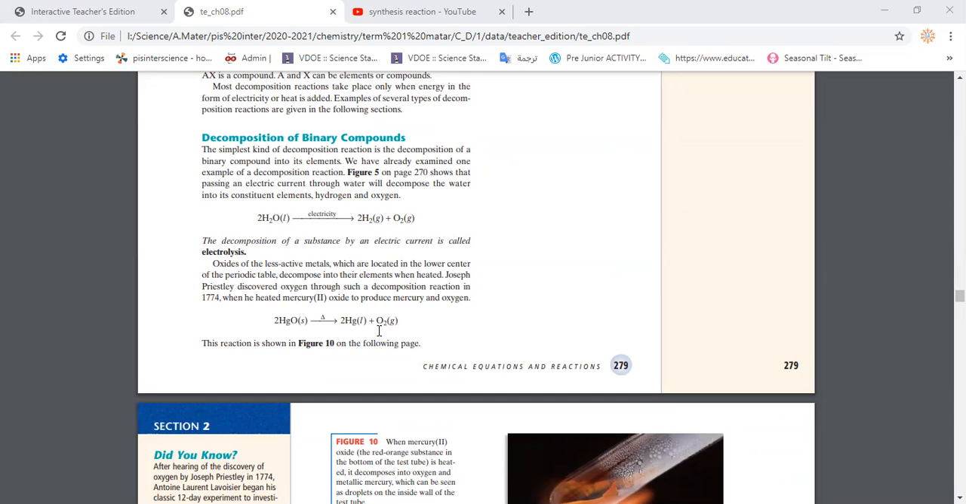In the first case, just hydrogen and oxygen from water. Once we apply electricity on water, here's a question, guys: could we break down water by using thermal energy? That means, could I heat water until it breaks down into hydrogen and oxygen? Two marks bonus for the one who answers this question. Could I make a thermal decomposition of water, or must it be electric decomposition?